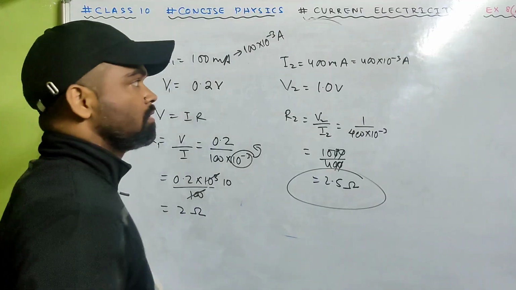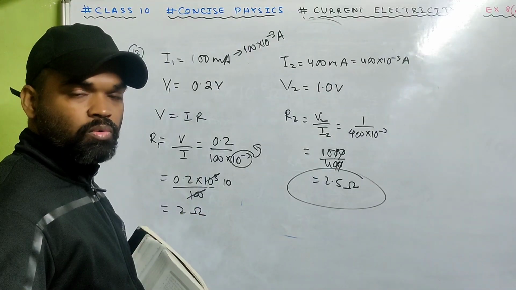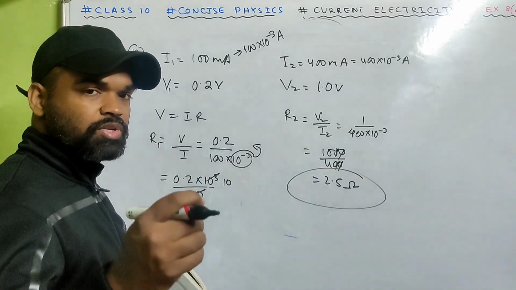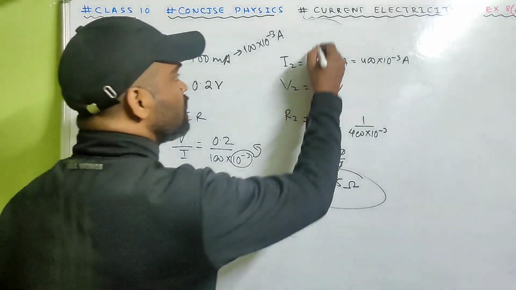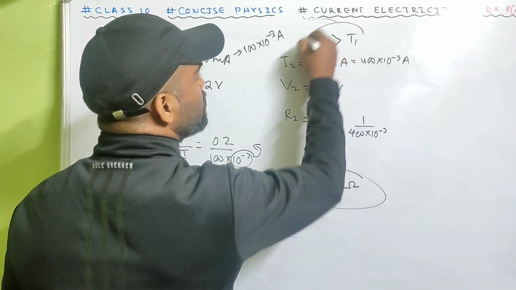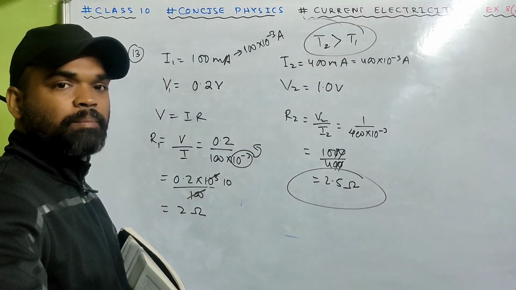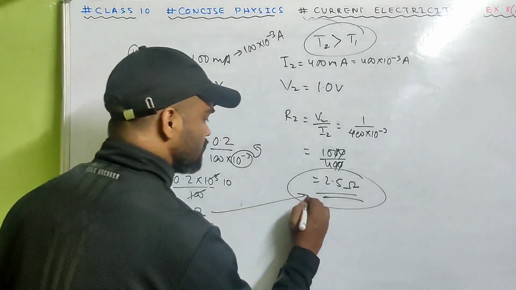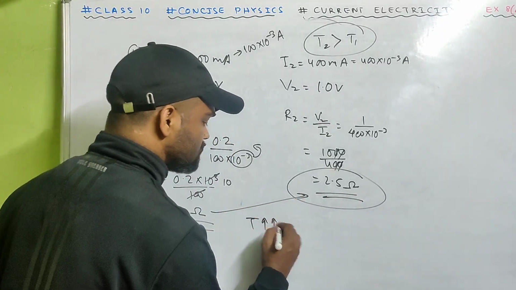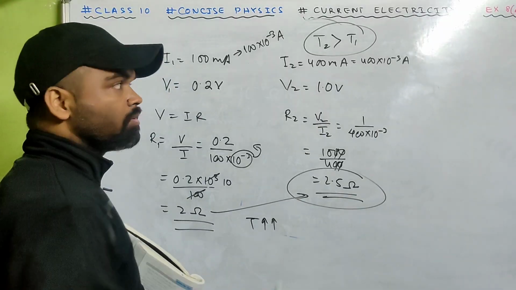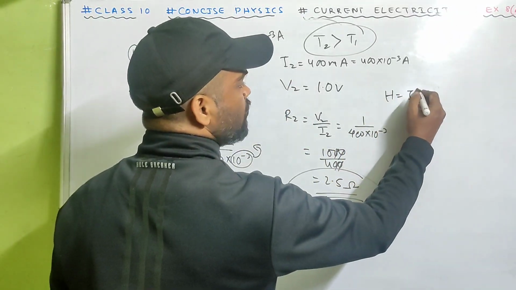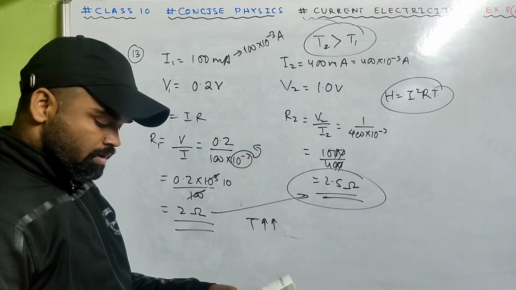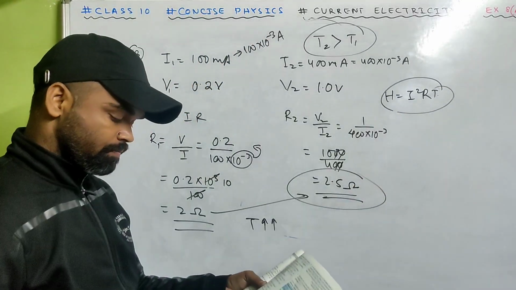Because see what happens, when the current is more, due to Joule's heating effect, the heat produced will be more. So the temperature will be more in this case. T2 will be more than T1, the temperature. And with the increase in temperature, the resistance also increases. Yes or no? So it increases because the temperature increases due to Joule's heating effect, because H equals I square RT, remember? T is the time. This is Joule's heating effect.